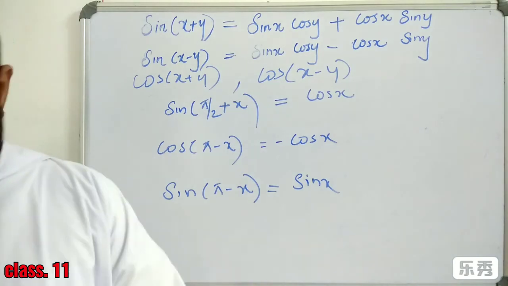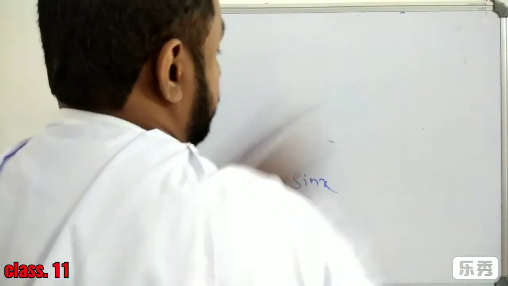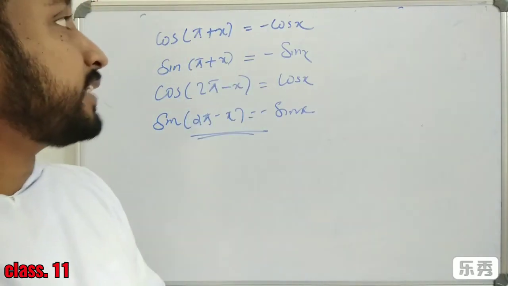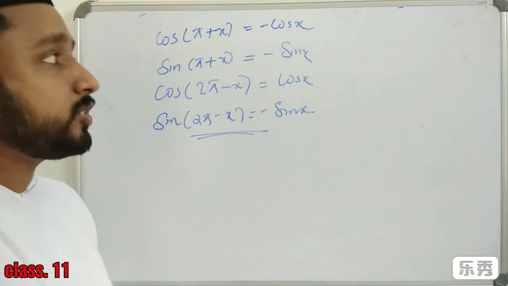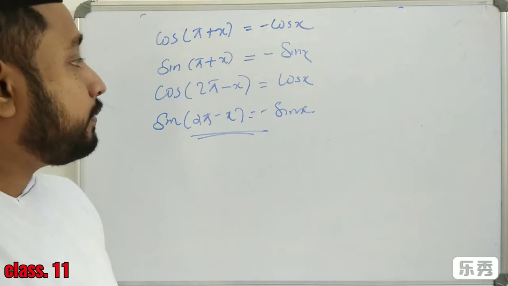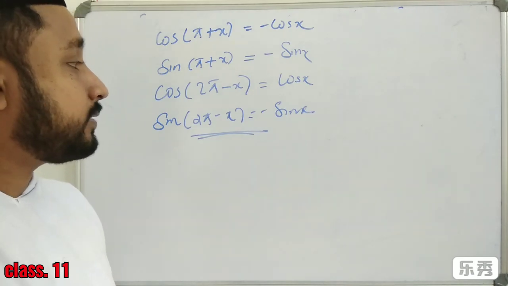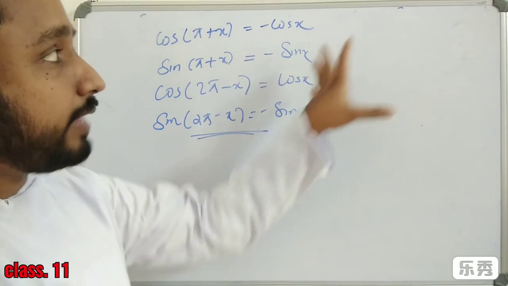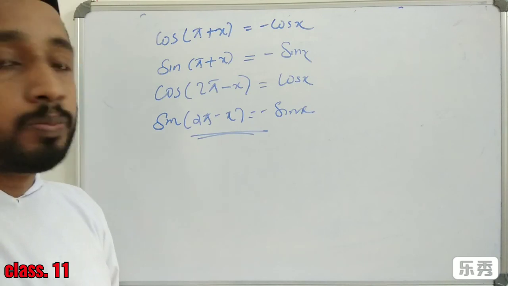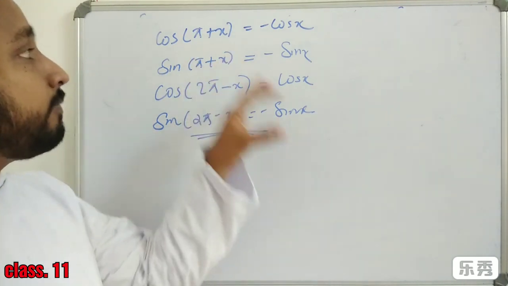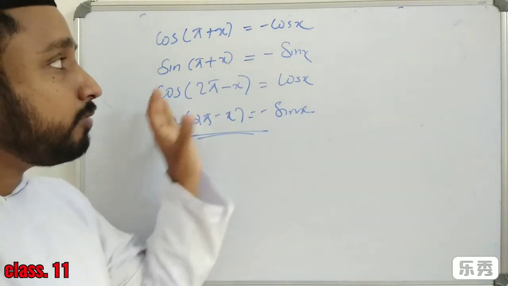We have some more results. There is no proof; you have to check. Cos(π + x) is equal to −cos x, sin(π + x) is equal to −sin x, cos(2π − x) is equal to cos x, and sin(2π − x) is equal to −sin x. These results are derived from the basic formulas cos(x+y), cos(x−y), sin(x+y), sin(x−y). In place of x and y, we place π and x, or 2π and x, so we get these results.